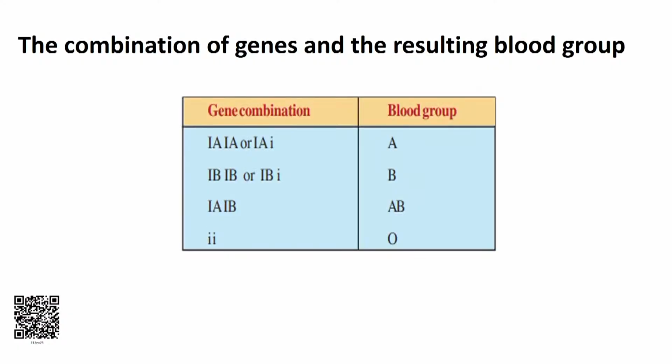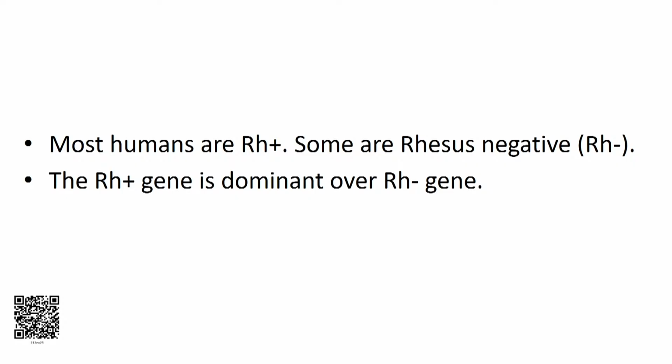This shows codominance, means both alleles express equally. So, we are talking about 3 groups. Next, fourth blood group is ii, small i, blood group O, no A or B antigen present, both alleles are recessive. Apart from these blood groups, human beings may also belong to the group designated as rhesus positive Rh plus or rhesus negative Rh minus. Most humans are Rh plus, some are Rh negative. The Rh plus gene is dominant over Rh minus gene.